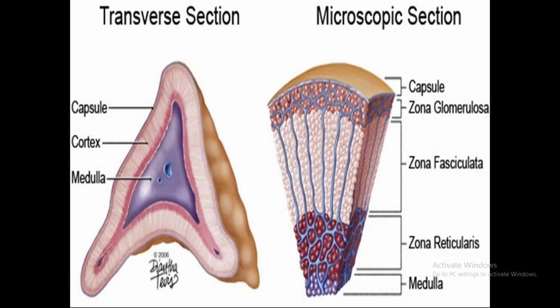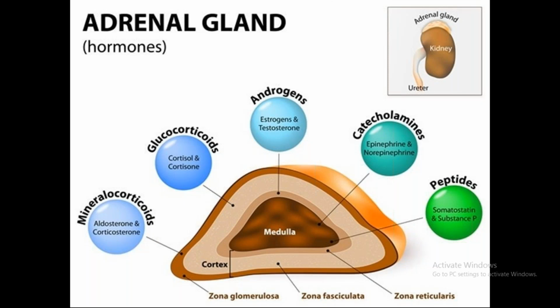Adrenal cortical hormones are different, and adrenal medullary hormones are different. The outer cortex is again divided into zona glomerulosa, zona fasciculata, and zona reticularis. The zona glomerulosa secretes mineralocorticoids. Zona fasciculata synthesizes and secretes the glucocorticoids, and zona reticularis synthesizes the androgens, estrogen, and testosterone. The inner medulla synthesizes epinephrine, norepinephrine, and peptides like somatostatin and substance P.